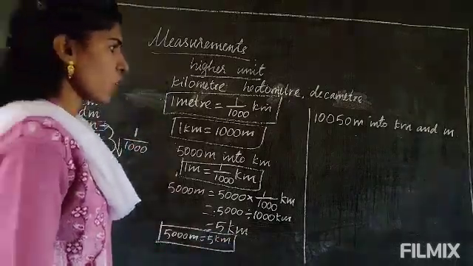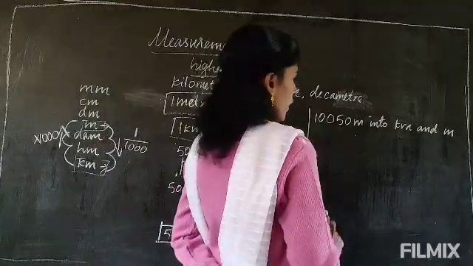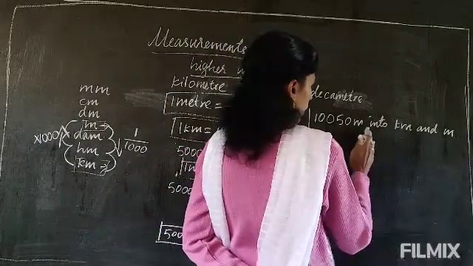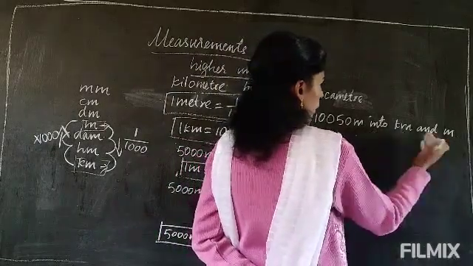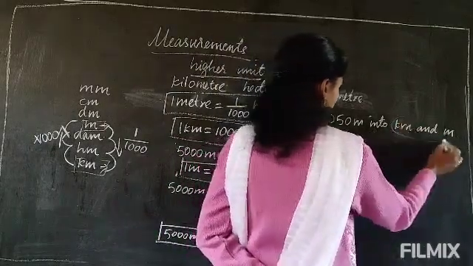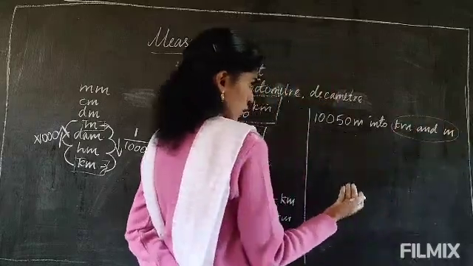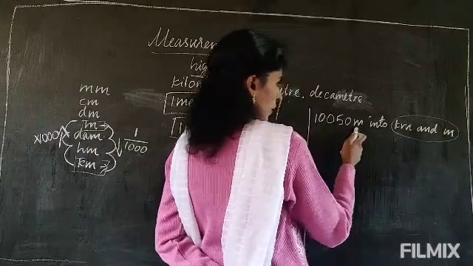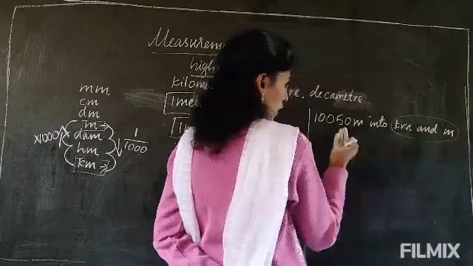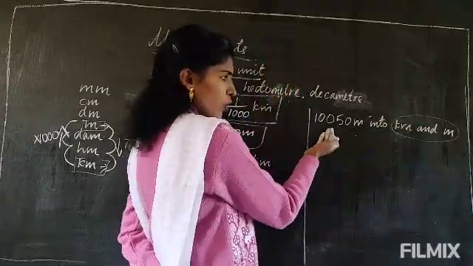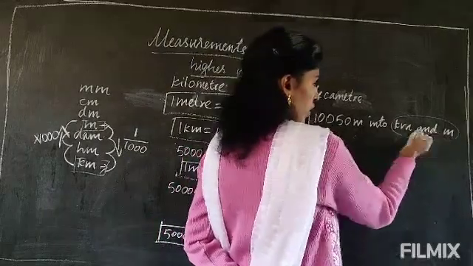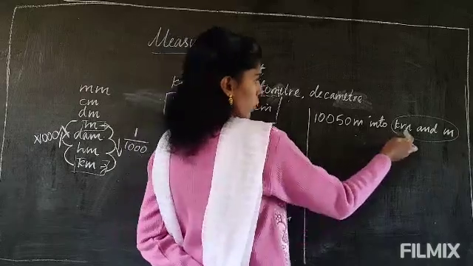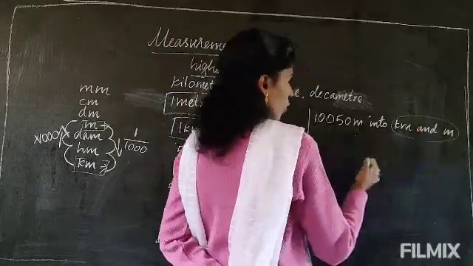Okay, now next one, 10,050 meter into kilometer and meter. So this is also meter into kilometer and meter. They are asking you to convert into 2 units. That means meter, it is already in meter. So meter means the remainder you get after dividing, and the quotient will be the kilometer. Don't be confused since 2 things are given.